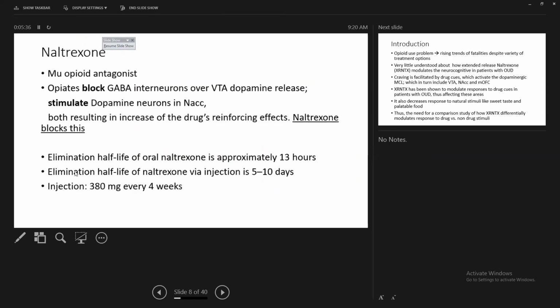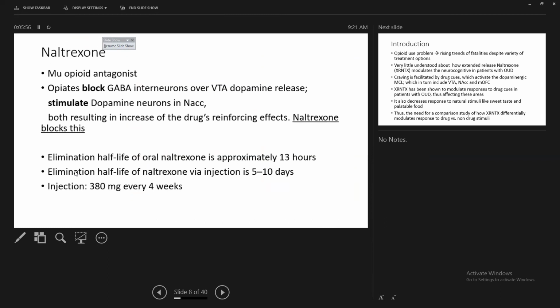Okay. Now we'll come to a bit of naltrexone. We have still not started it. So naltrexone acts on the mu opioid receptor. You know, opioids block GABA interneurons over ventral tegmental area dopamine neurons and stimulate dopamine neurons in the nucleus accumbens. So both result in an increased drug reinforcement effect, the blocking of GABA and stimulating of dopamine, right?